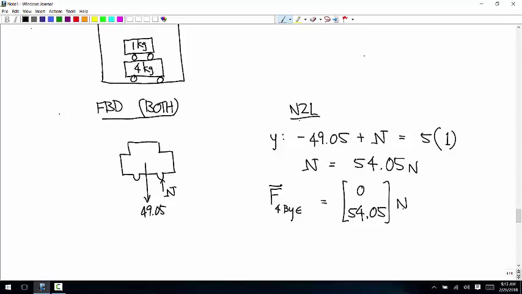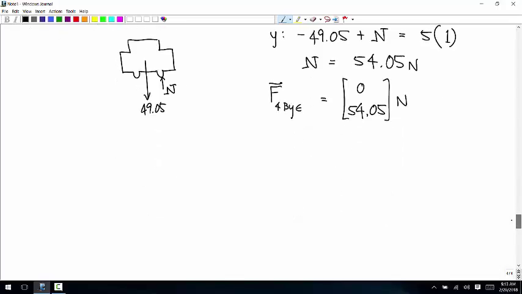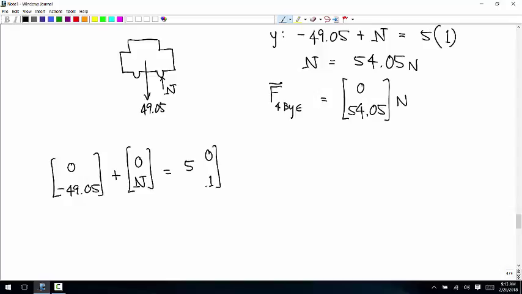So if I would have done it with all the vectors in there, it would have been 0, negative 49.05 plus 0n is equal to the mass times the acceleration of 0, 1. And then from there you see that the x equation is just 0 equals 0, so that doesn't help you. And then the y equation says what I had up there.